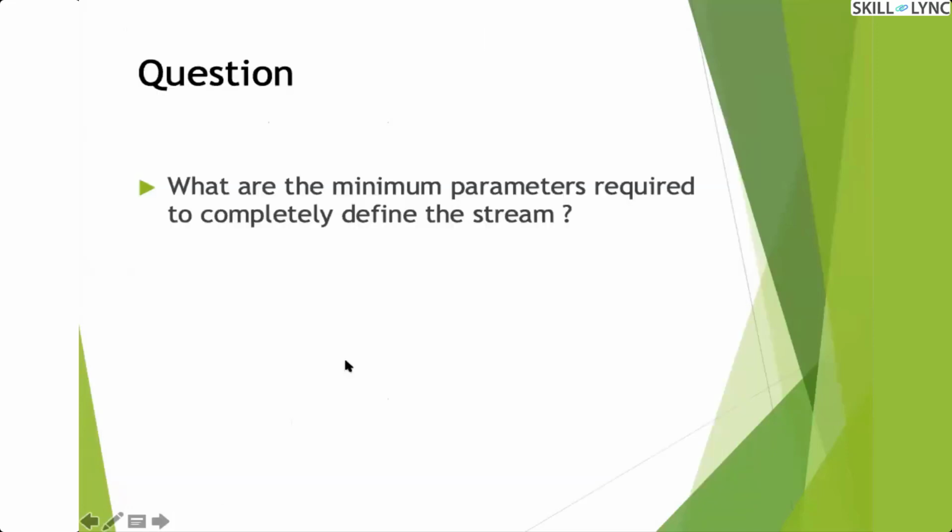So here, what are the minimum parameters required to completely define a stream? If you look at any simulation, for the stream to generate all the properties like viscosity, density, molecular weight, different properties will be available from the simulation. So for that, to get all those properties, you would require minimum parameters that are to be defined. So what are all the minimum parameters that you would require to define the stream?